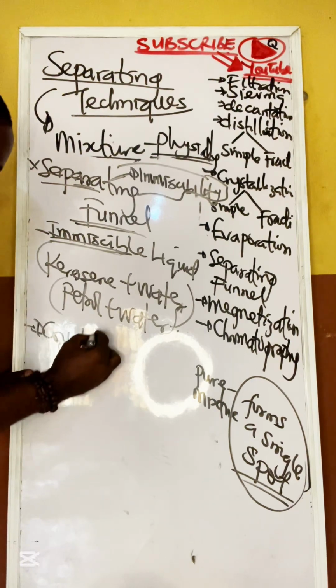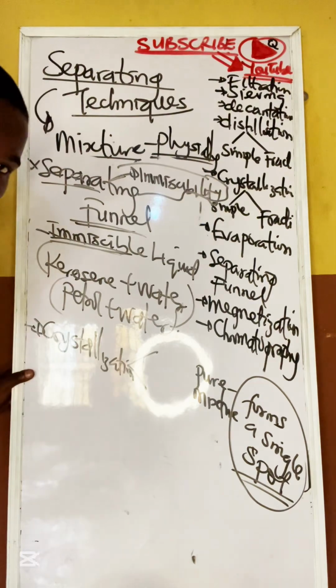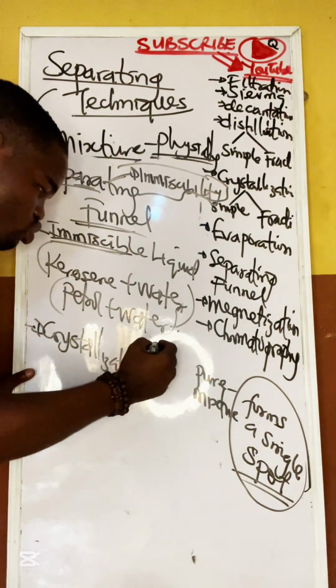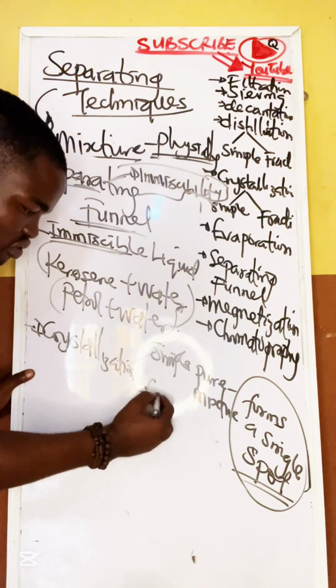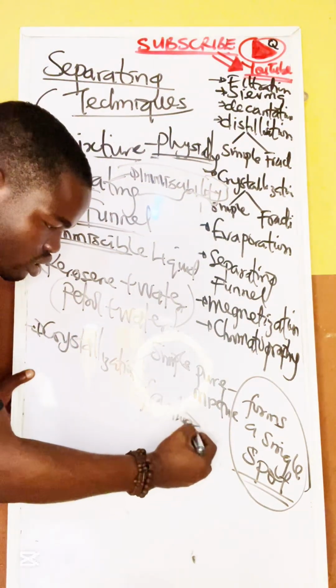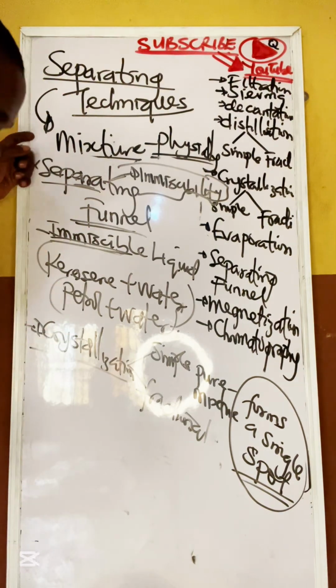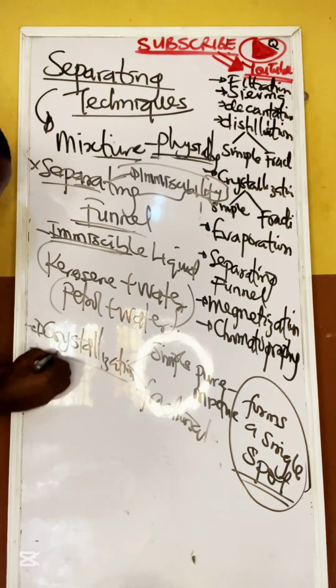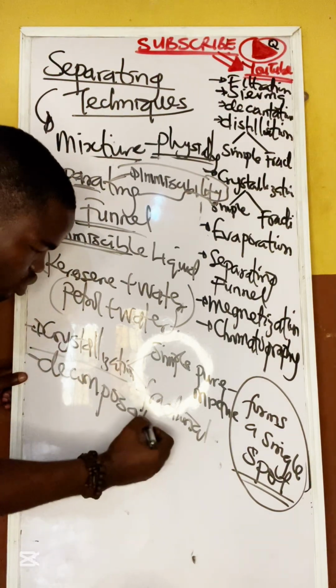Crystallization. Just like distillation, crystallization is also two. We can have simple and we can have fractional. Now, don't forget, we talk about non-decomposable salt. We use crystallization for decomposable salt, to separate decomposable salt.